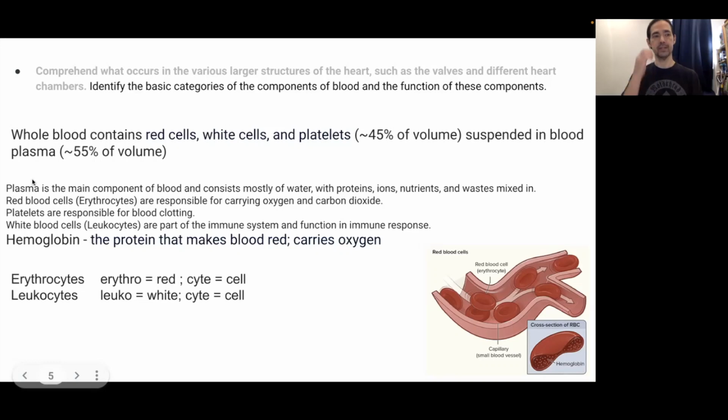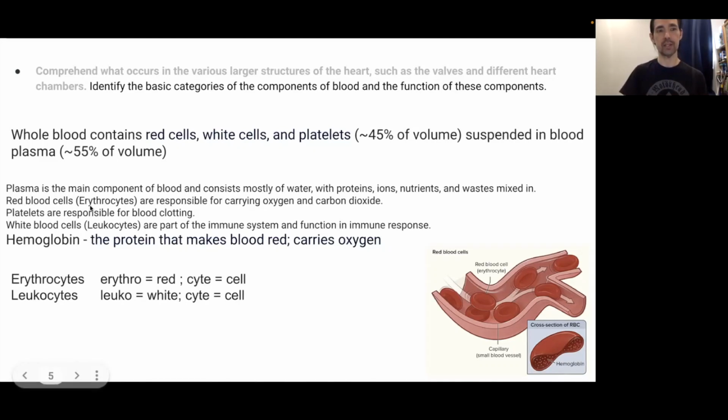So plasma is a solution. Water is a solvent. And all these proteins, ions, nutrients, and wastes in there, those are the solutes. We will look at that again in the future.